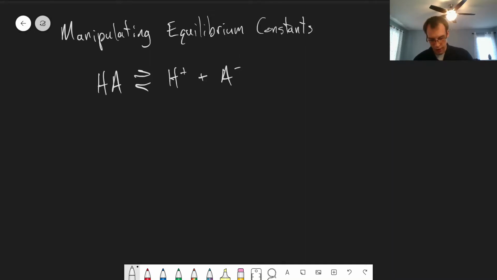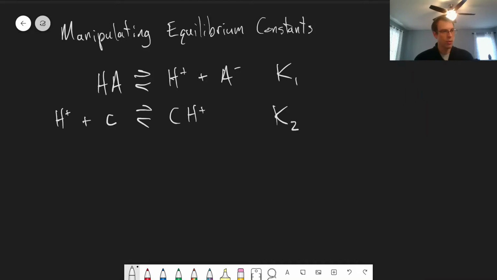And then we have a different reaction where we have a proton adding to some molecule C, not carbon here, but just trying to do this in a generic way. Each of these will have an equilibrium constant, right? So we'll have K1 and K2, and we can write out these equilibrium constants. Remember, we take products, so H plus times A minus, divided by reactants, HA.